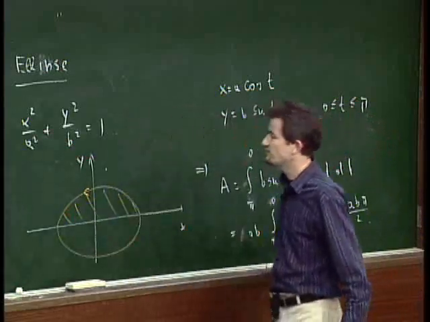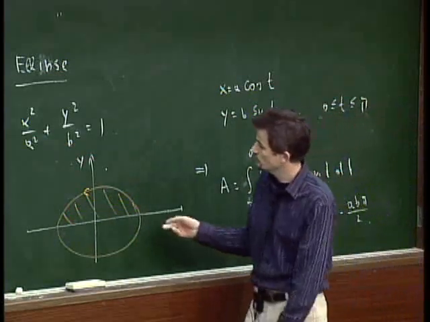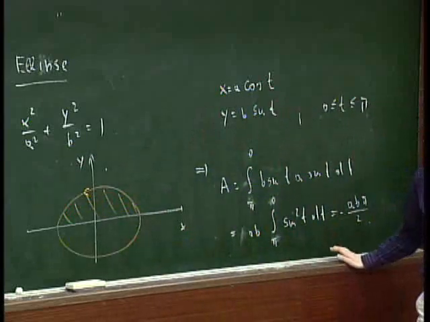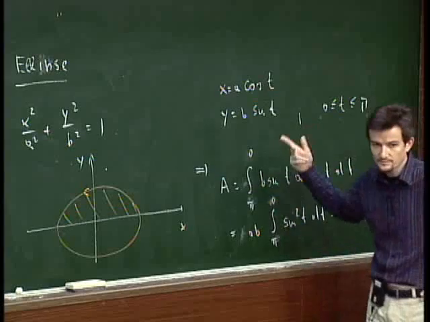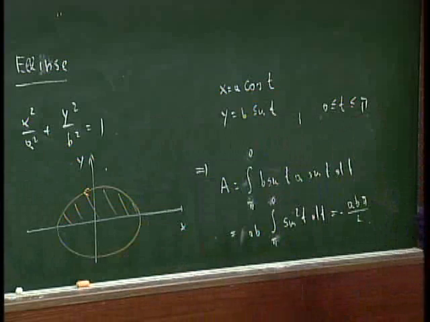Of course, this could be figured out in advance by looking at how we traverse the curve. But if the result is negative at the end, you know that the mistake is here, so you just have to interchange upper and lower limits.